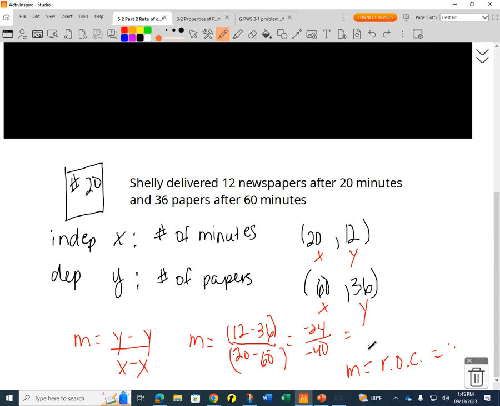Still a positive slope. And it's okay that it's a decimal. If you wanted to turn it into a fraction, remember we know how to do it on the calculator. We press second, then the arrow button, and it would show you that it's 3/5.